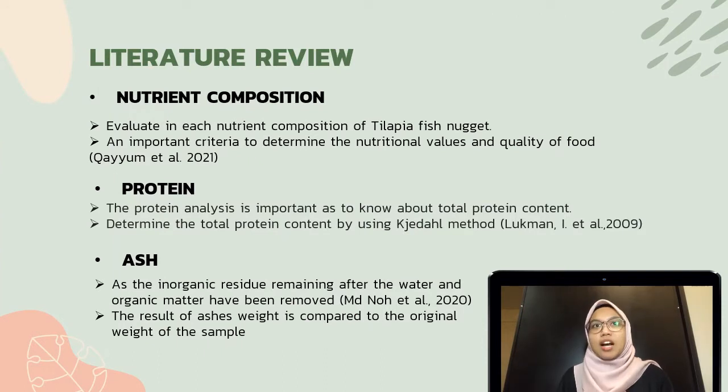Literature review. Nutrient composition is evaluated for each nutrient of the tilapia fish nugget, an important criterion to determine the nutritional value and quality of food. First, protein. Protein analysis is important to know the total protein content, which is determined using the Kjeldahl method. Second is ash, the inorganic residue remaining after the water and organic matter have been removed. The ash weight is compared to the original weight of the sample.